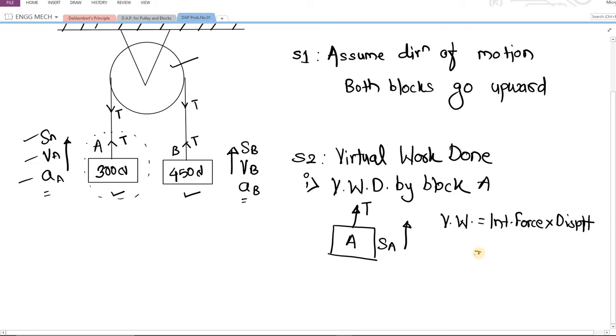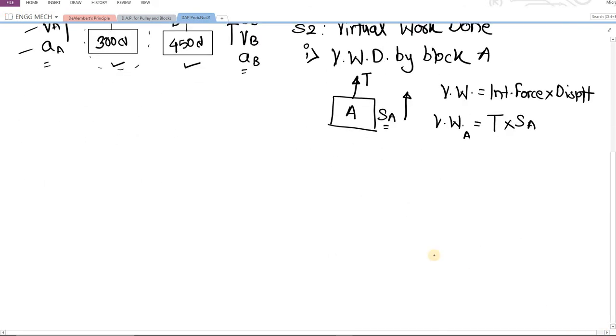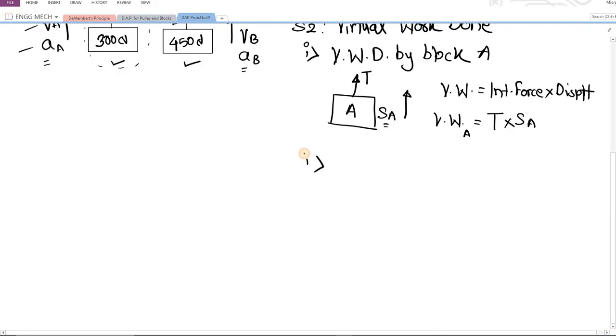Okay, now what internal force we are talking about? Internal forces are either tension forces or compression forces. Here we are talking about tension. Okay, that's why let's write down T here. And what is the displacement for block A? It is S suffix A. Okay, therefore virtual work of block A is T into SA. Now similarly, let's try to mention what exact virtual work block B is doing. What we have to mention?